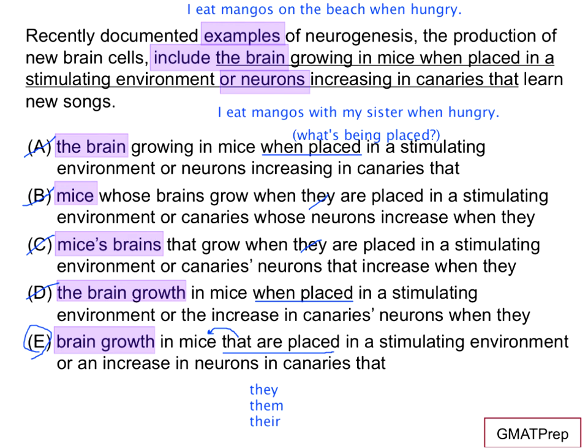Now, there are other things going on in this one that we could have used to narrow down answer choices. So again, you don't necessarily need to use everything. You use what you see, and you use what you think you know how to handle.